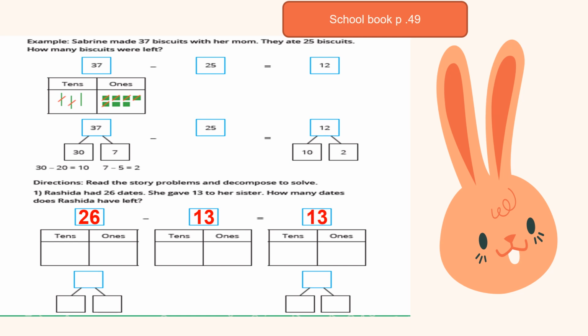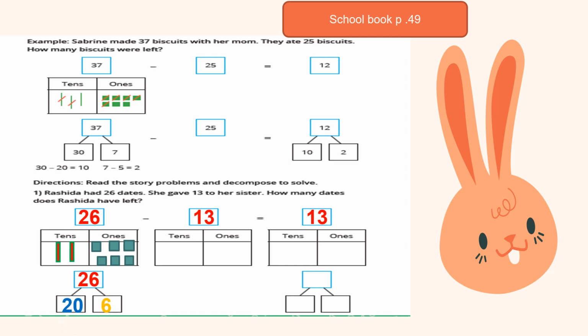26. How many sticks do we have here? 2 sticks. How many small squares? 6 small squares. Let's decompose 26. 20 plus 6. 26 minus 13.